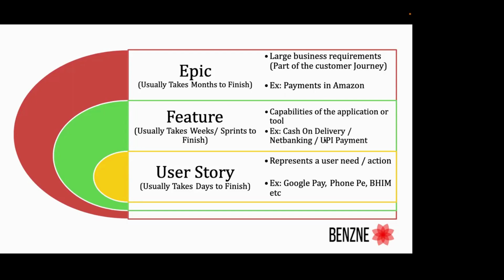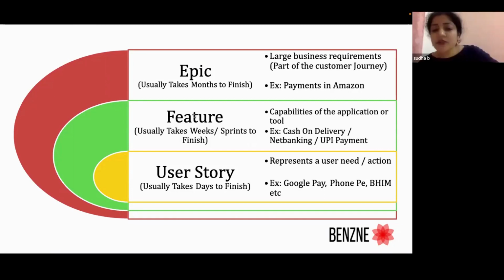Usually we recommend teams to complete a user story within 2-3 days in a sprint. So this is the hierarchy of the requirement, or the requirement model, in Agile. Over to you, Sudha.